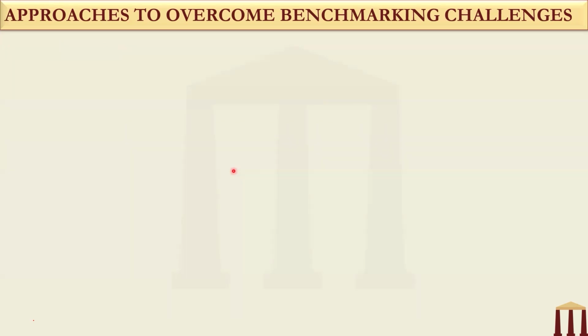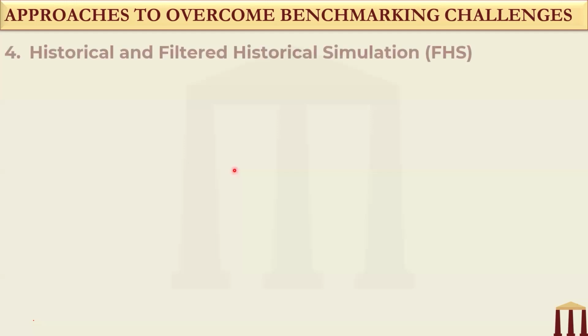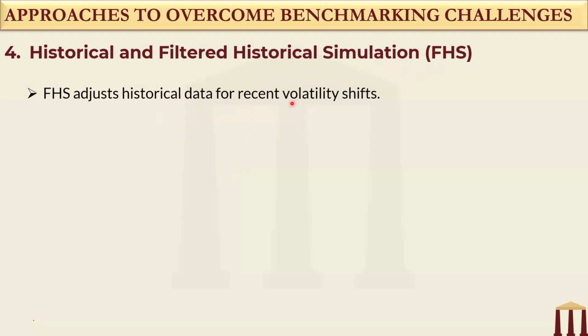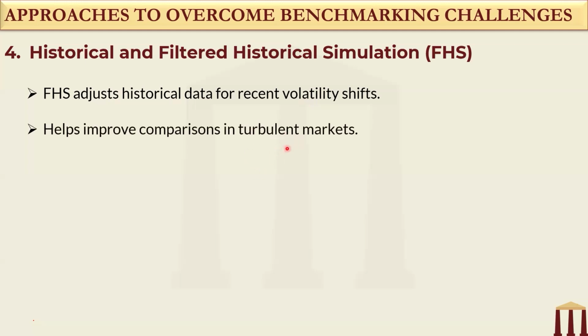The next approach builds on historical data but with a twist. We have seen this earlier. Filtered historical simulation, FHS, and it's basically smarter. It is a more adaptive version of standard historical simulation. So instead of blindly applying the past return data, it actually adjusts the data to reflect recent volatility conditions. Okay, so it means that it is much better at capturing current risk levels, especially during turbulent markets.